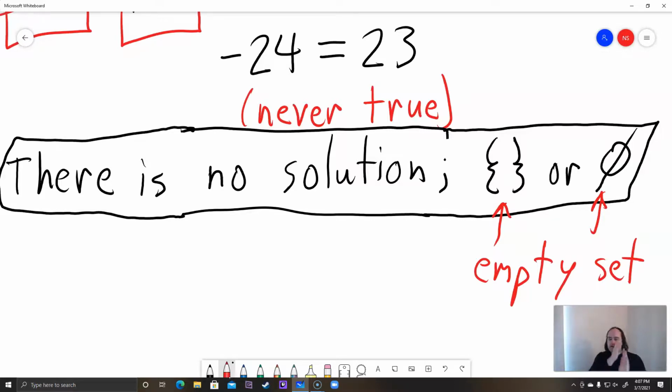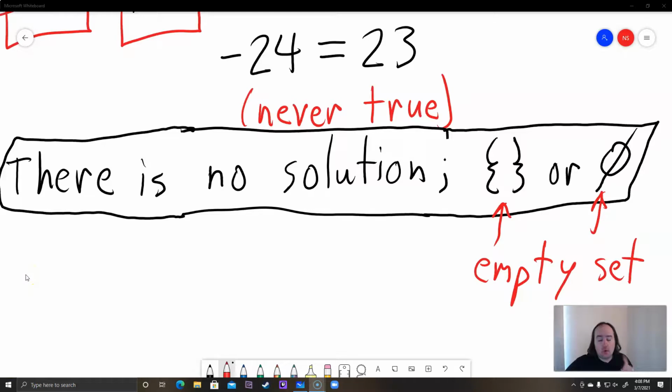Well, the last case is if the lines are right on top of each other. So if the lines are right on top of each other, how many solutions are they going to have? Well, they're going to intersect over and over and over again at an infinite number of points. So they're going to have infinitely many solutions. So I wanted to show you an example of that.